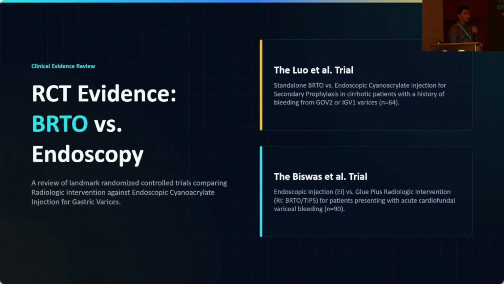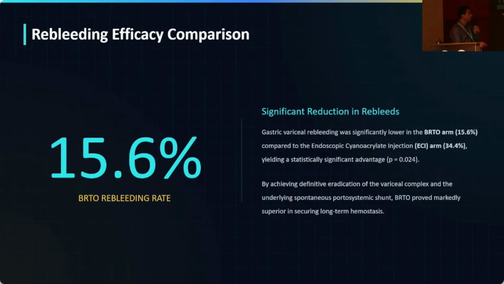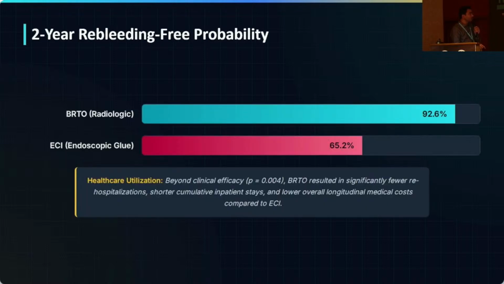Also, multiple randomized controlled trials have clearly shown the evidence that BRTO scores more over the endoscopic treatment. This is the Lee et al. trial, which showed the bleeding rate is much lesser in the radiology arm, which is 15.6, as compared to the endoscopy arm, which is 34.4, after the treatment of gastric varices. And the 2-year rebleeding rate is lesser with BRTO as compared to endoscopy.